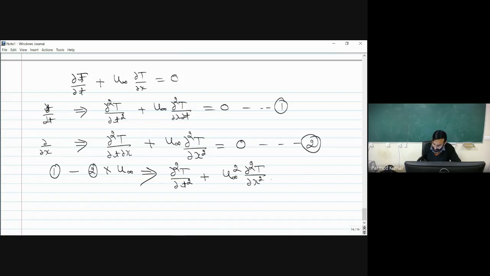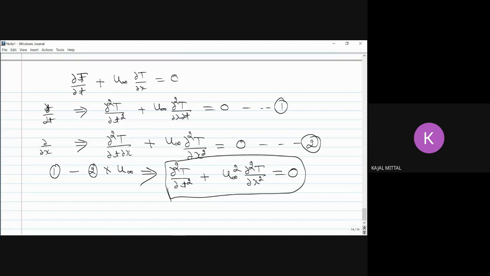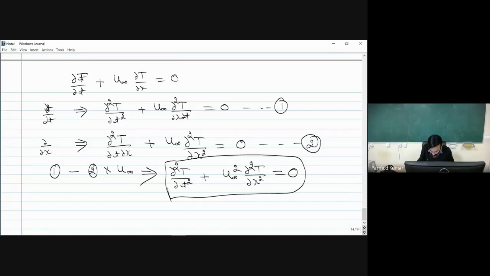Now if you see this equation, can you tell me what is the nature of this particular equation? Sir, it's minus u infinity. Okay, yeah, I'll be getting minus u infinity over here. Yes, thanks for correcting. Now can you tell me what is the nature of this equation?